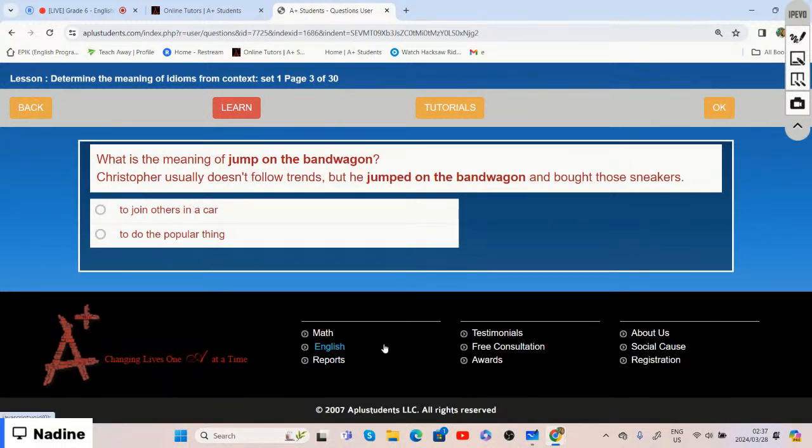What does it mean to jump on the bandwagon? Y'all need to jump on the bandwagon. Or it says, Christopher usually doesn't follow trends, but he jumped on the bandwagon and bought those sneakers. What does it mean? To join others in a car or to do popular things? Jump on the bandwagon. Is it to join others in a car, like getting in a car, or to do popular things that others are also doing? So you want to do that too.